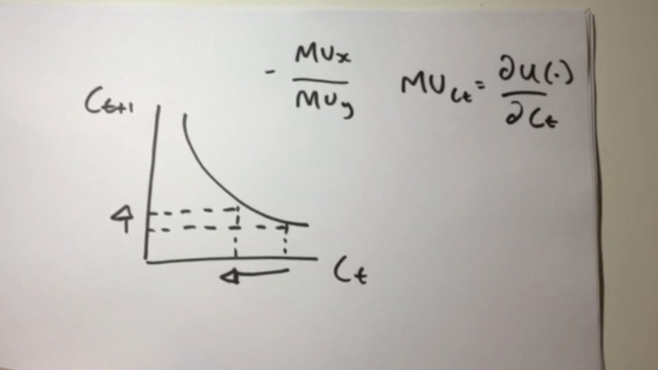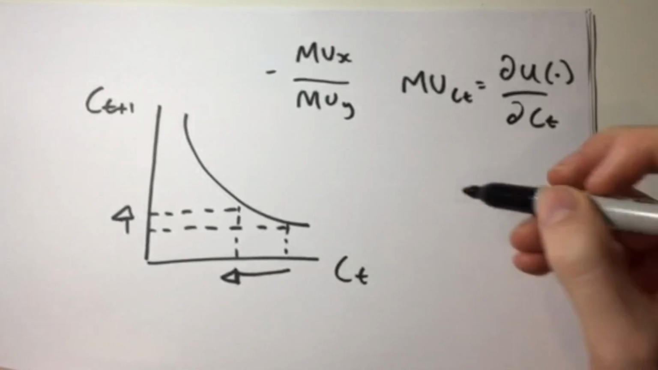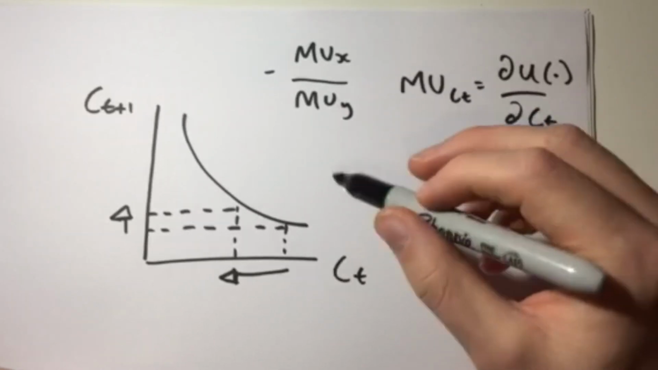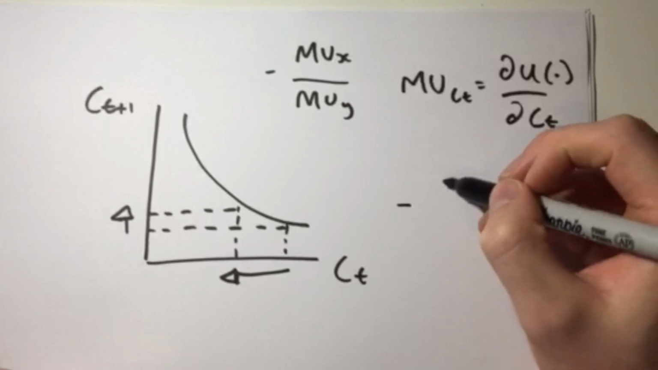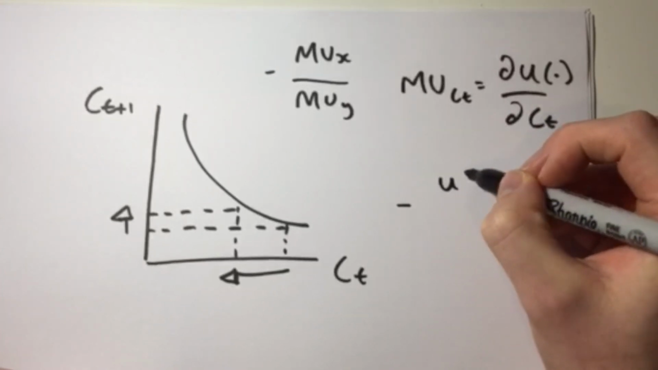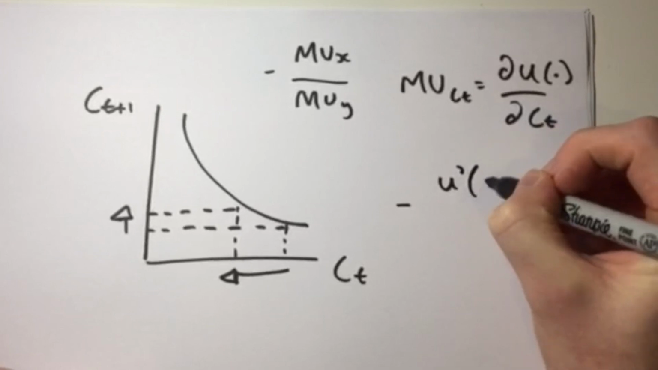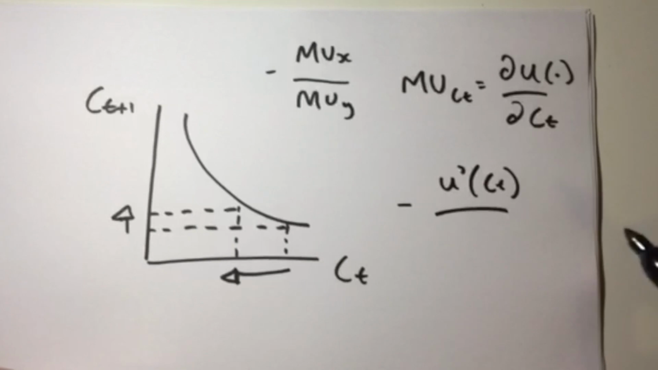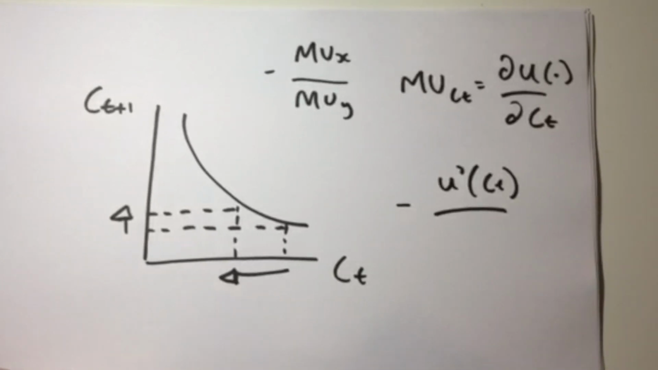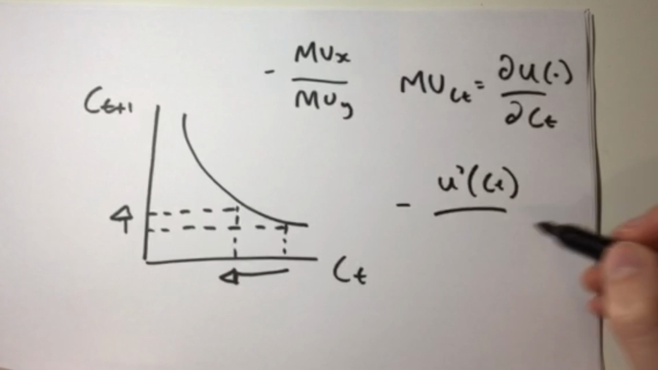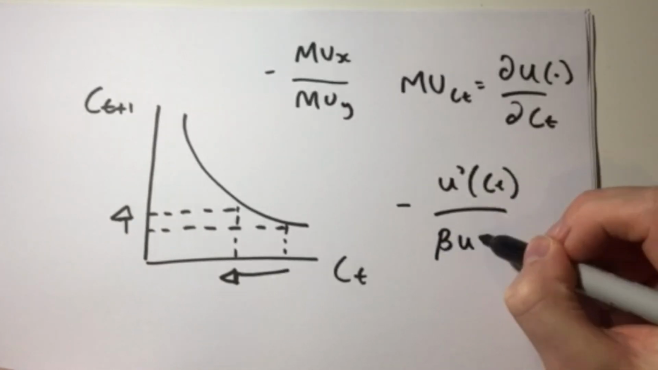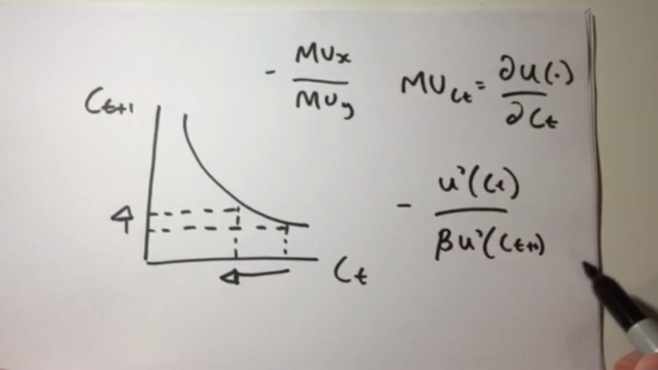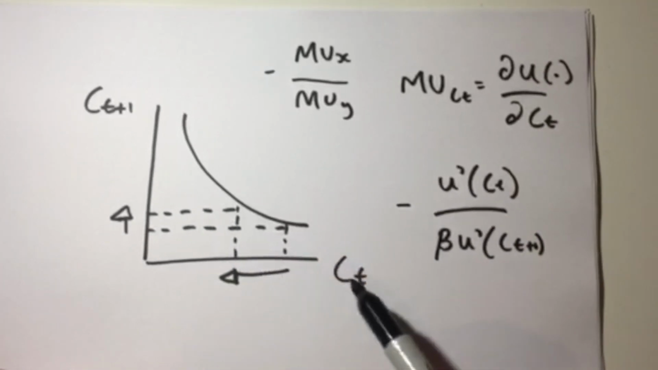Because we haven't specified any specific utility function, the slope of our indifference curve is just going to be equal to this. If you recall our utility function, CT was just u of CT, so the derivative of u of CT is just going to be that. And remember, CT plus 1 had a beta multiplied by it. As a result, the marginal utility of CT plus 1 is just going to be beta u prime of CT plus 1. So that's the slope of our indifference curve here.